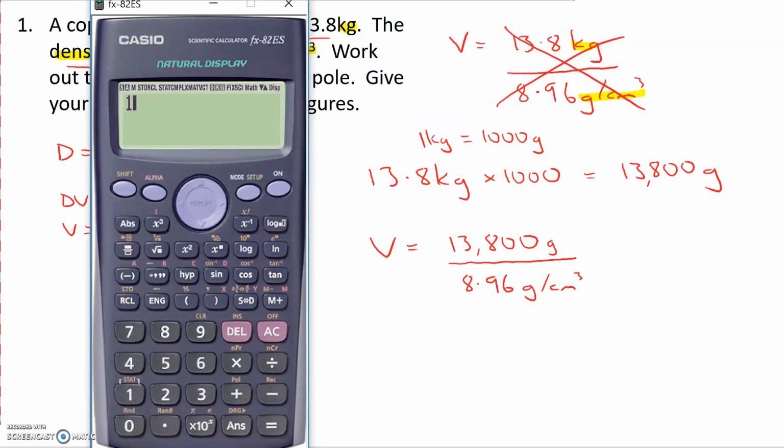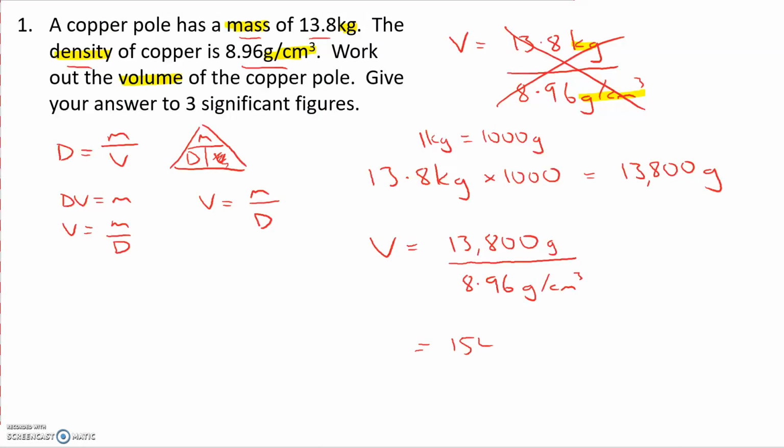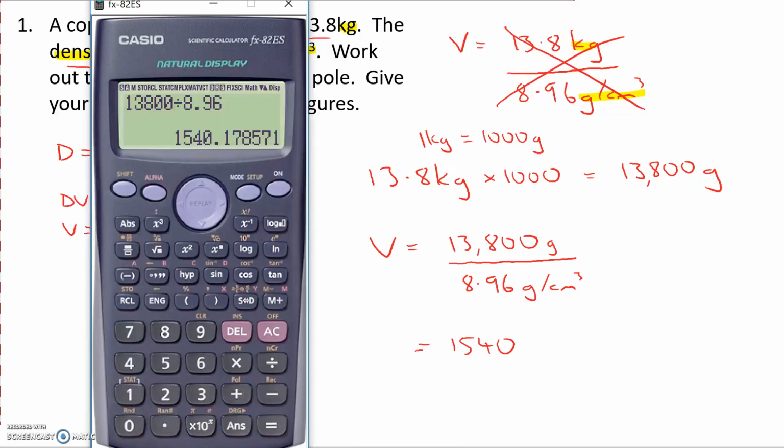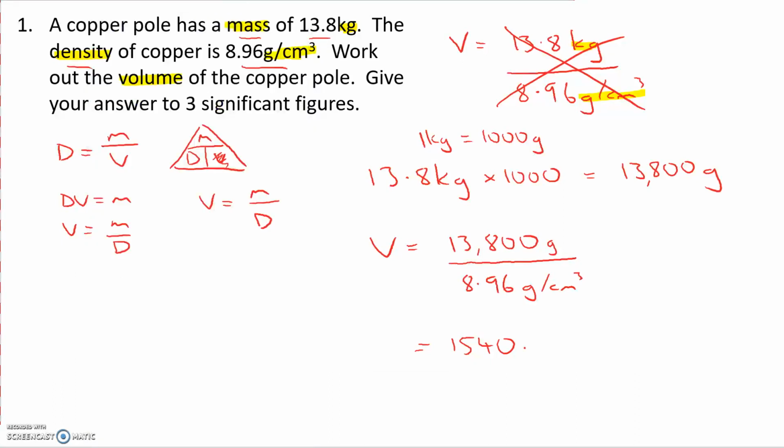Right, so what do I want to do? 13,800 divided by 8, not 88, 8.96. That gives me 1540, 1540 point, let's call it 0.18 to 2 decimal places. So 0.18. What's that going to be in? That's going to be in centimetres cubed. Our grams will cancel out. We've got a volume. Cubic centimetres, makes sense.